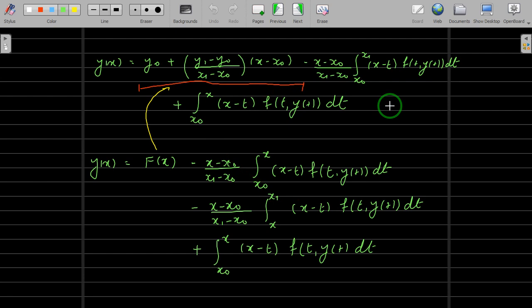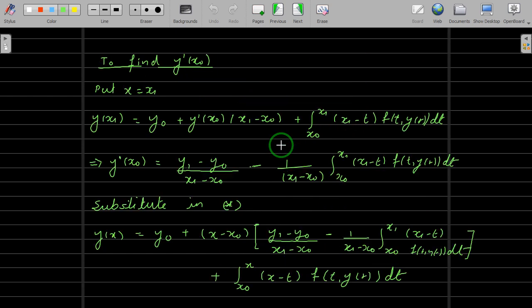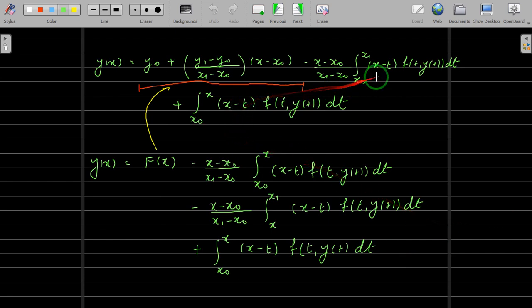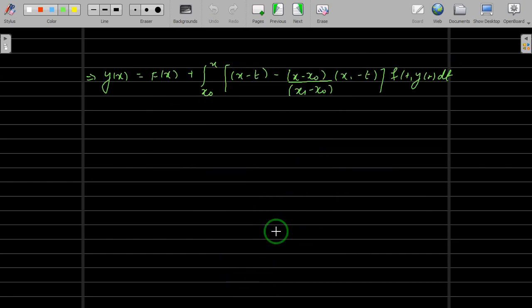Is everything clear? All steps are clear? So no, x1 minus t it is. Somewhere is x1 minus t. Where? So this integral is x1 minus t. Whatever integral you have split here, x naught to x1, it is x1 minus t. So I think I missed it. Here, this is x1 minus t, and then this will be x1 minus t. Right? So the integrands are not same here, x1 minus t and x minus t. So take care of that.